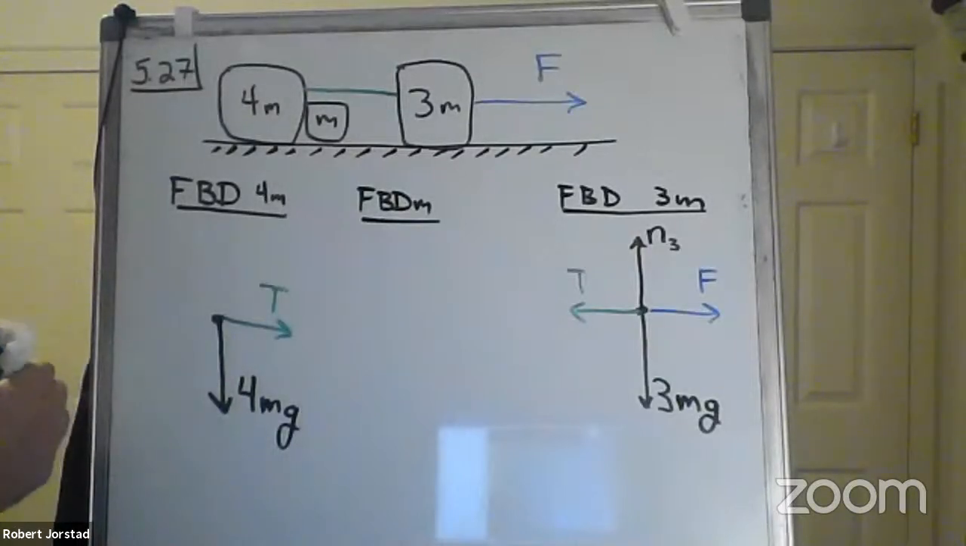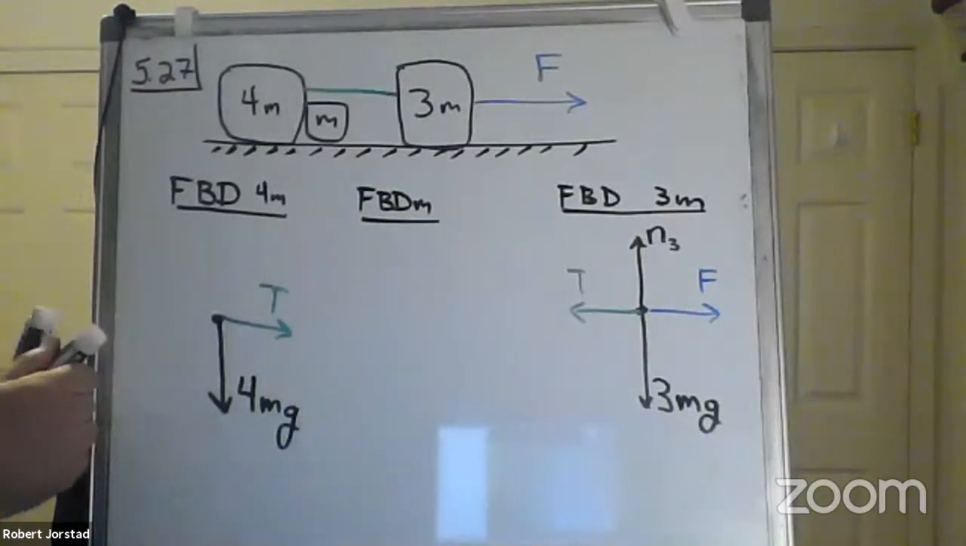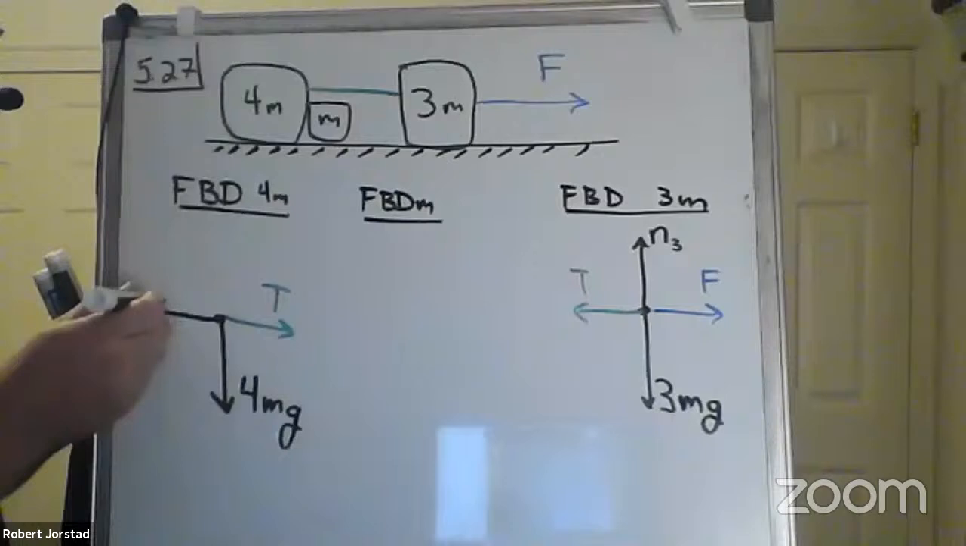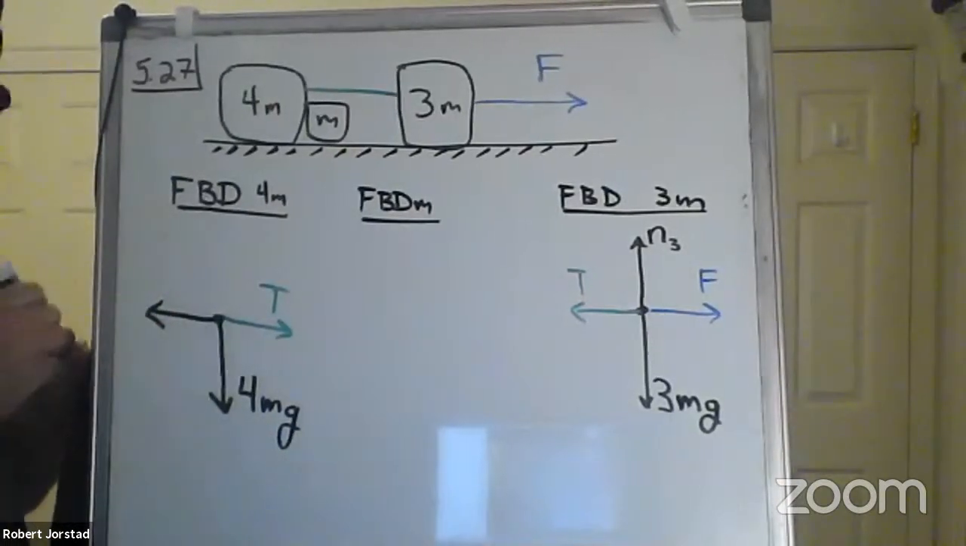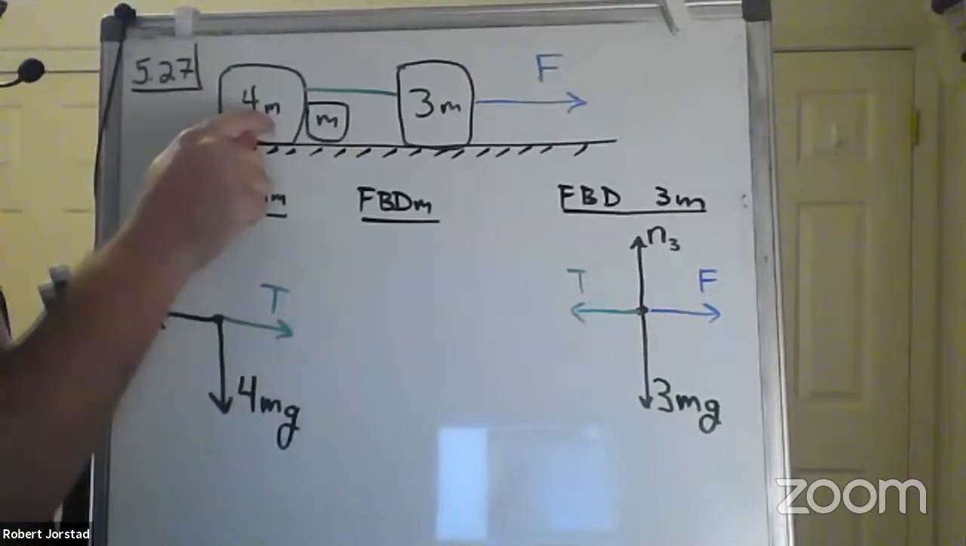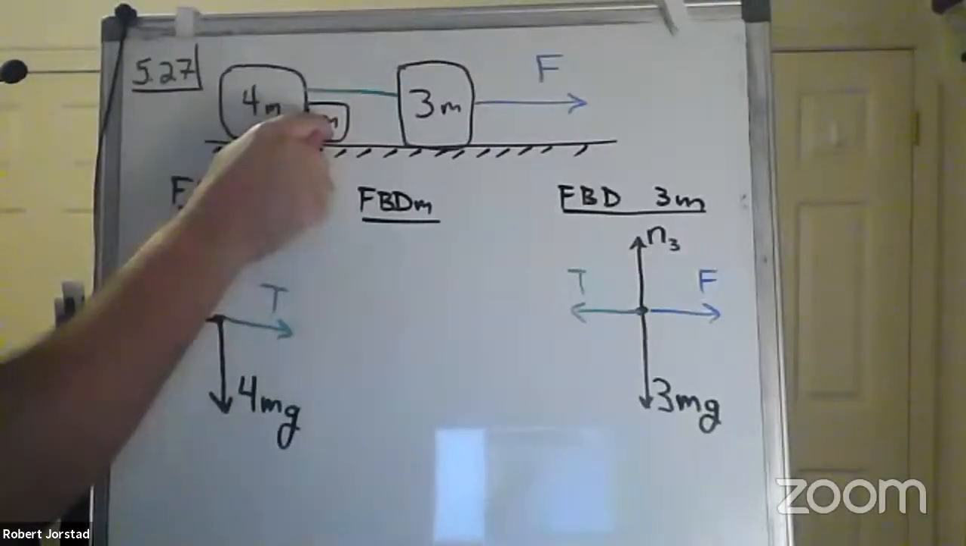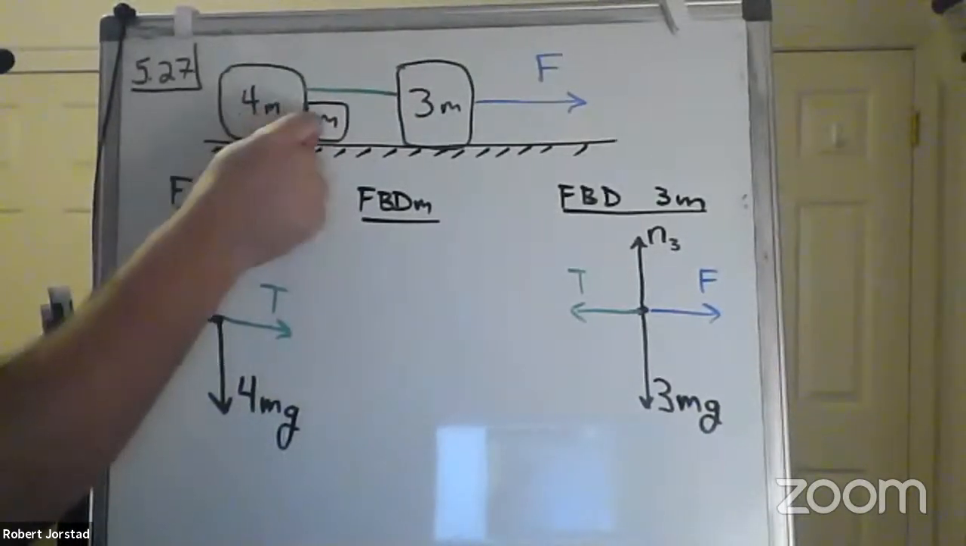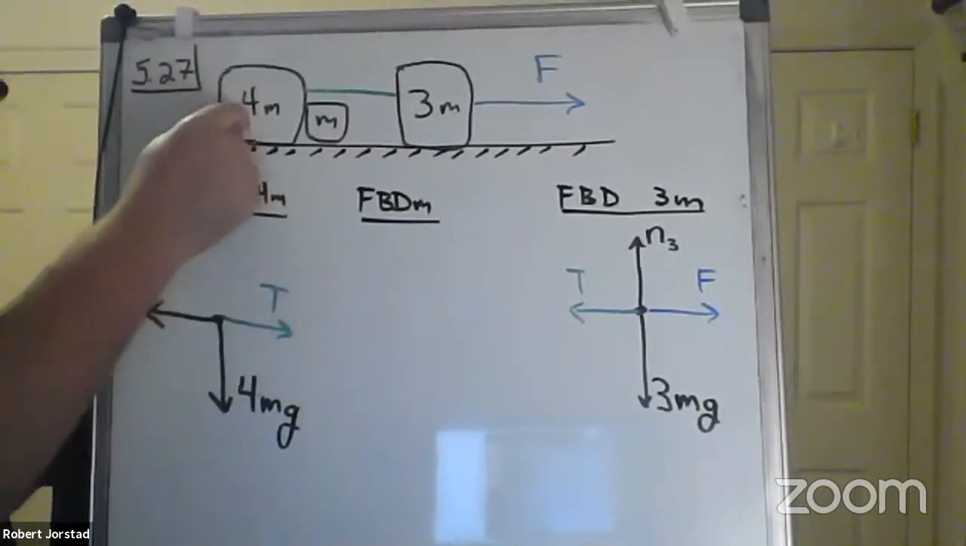Another force on 4M: the normal force between 4M and M. That's right, there's a normal force this way. Now, this is tricky. Remember, 4M pushes to the right on M. M pushes back to the left on 4M.